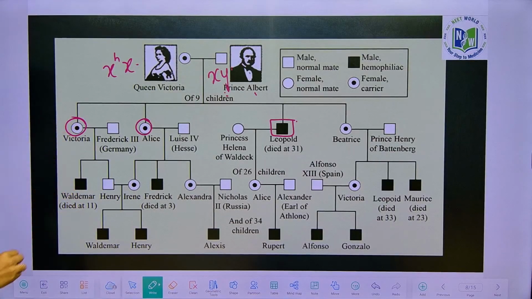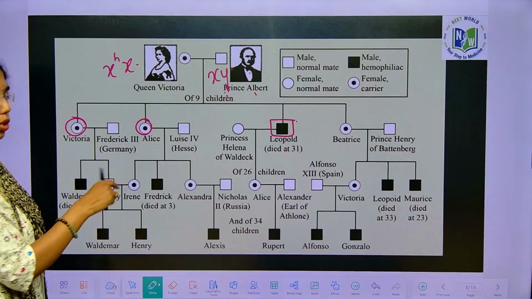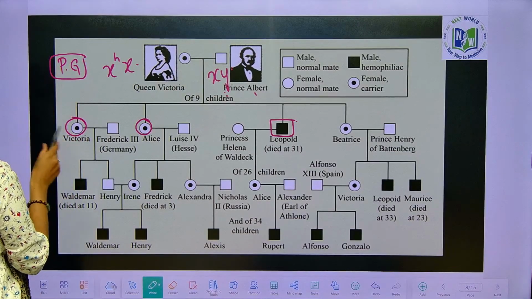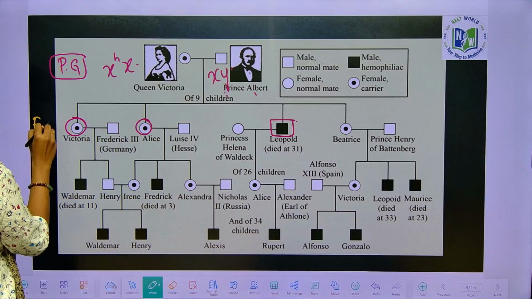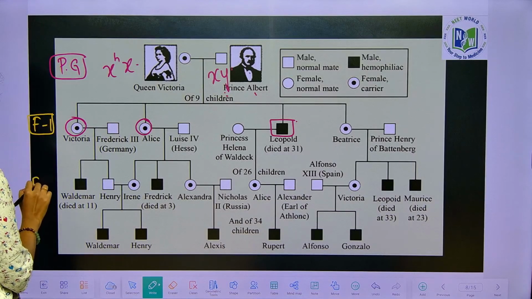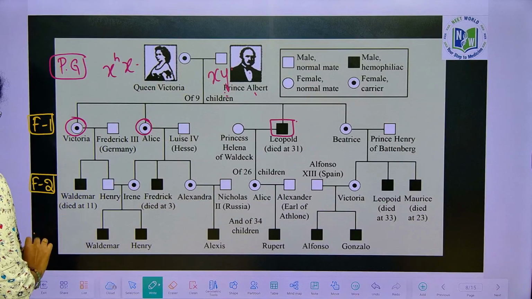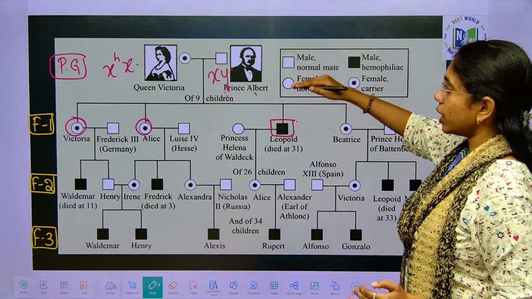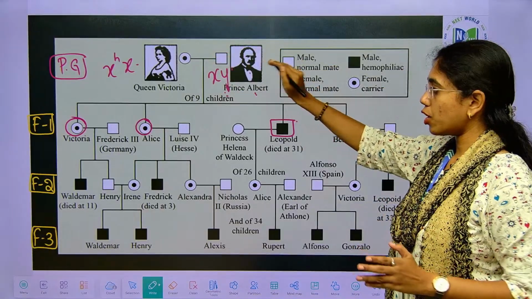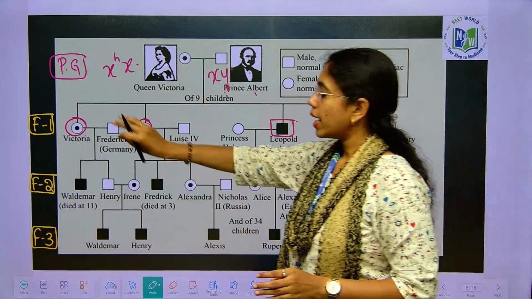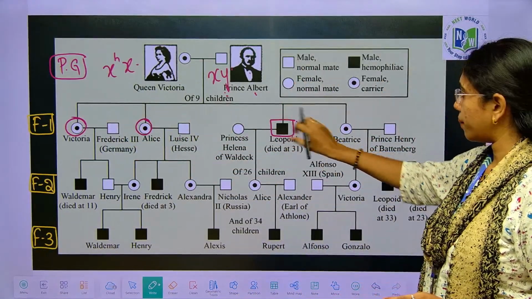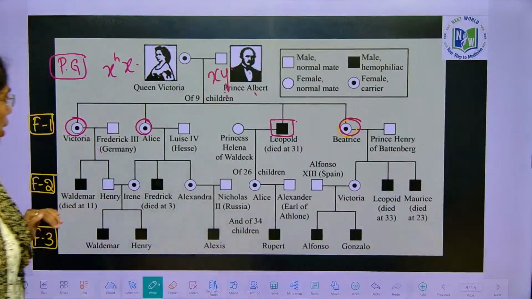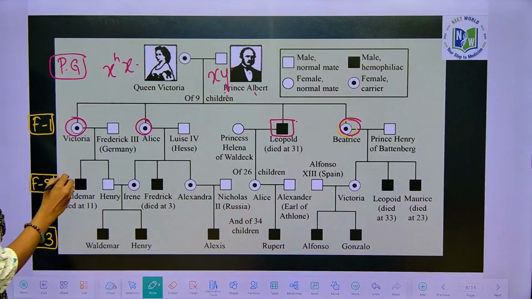Carrier females again giving rise to, you have to see across the generations, which is the first parental generation, F1 generation, F2 generation, and F3 generation. From the parental generation, where you can see a carrier female and a normal male, in the F1 generation you can observe carrier females with an affected male. You can see all the carrier females with an affected male. In the F2 generation, all the carrier females are having one affected male offspring.